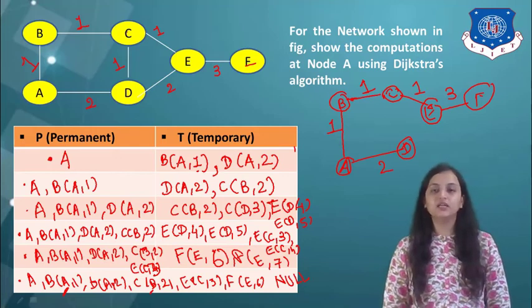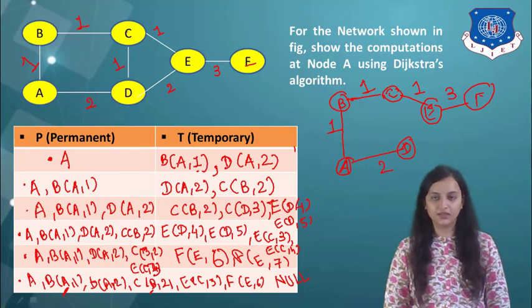You have to remember that the target is to shift all the nodes on the permanent side by checking all the outgoing connections with the labels given to them. So I hope this Dijkstra's algorithm is clear to you now, for any network, to obtain the shortest path.